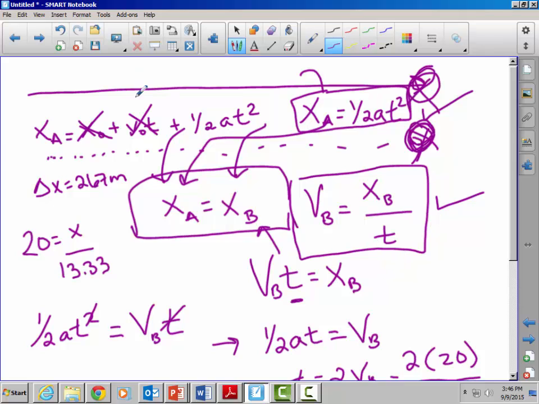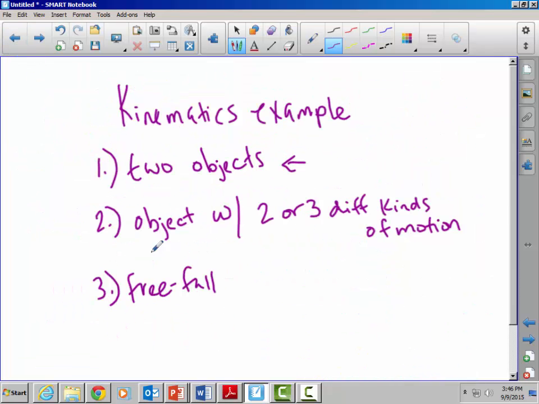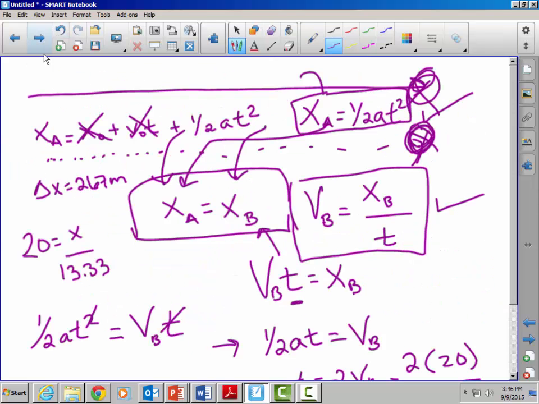Okay, so the next kind of example I said we were going to do with an object with 2 or 3 different kinds of motion. So I'm going to combine, well, yeah, let's combine 2 and 3 together and make our free-falling object have 2 or 3 different kinds of motion. And then that will help you guys out with that one.